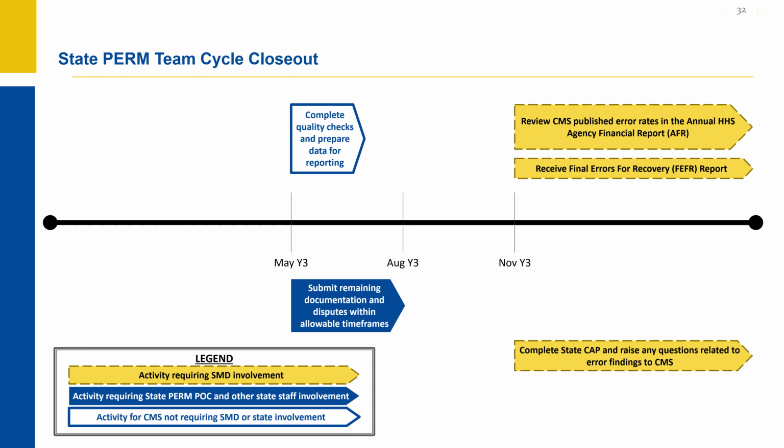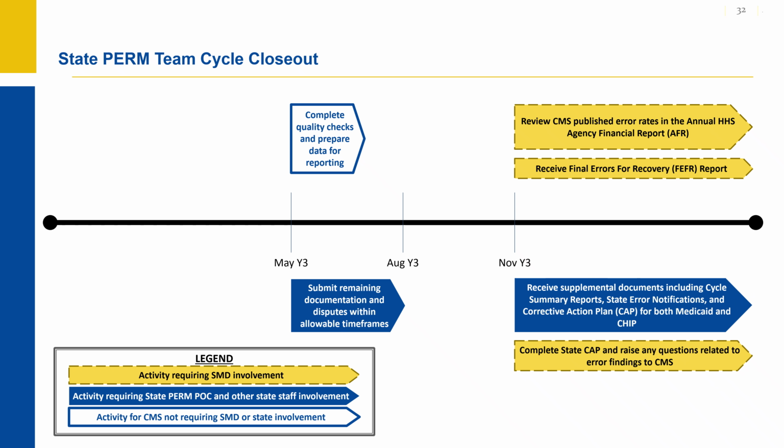Also in November of year 3, states receive supplemental documents including cycle summary reports, or CSRs, state error rate notifications, and CAP for both Medicaid and CHIP. This activity only requires the state PERM points of contact and other state staff involvement.